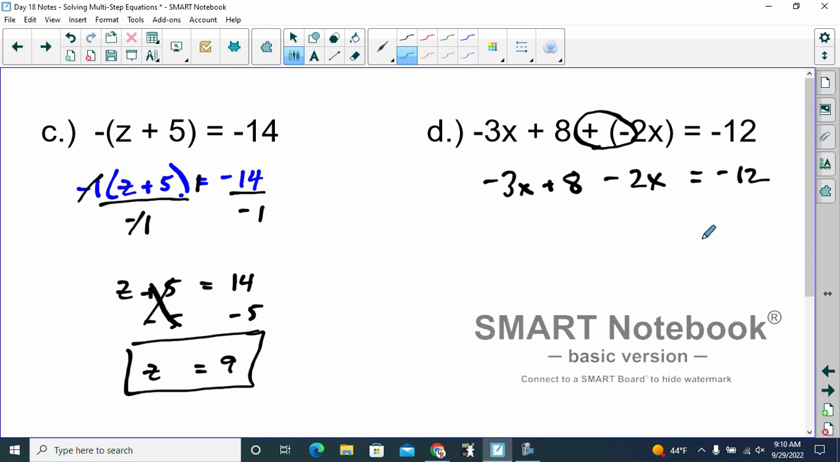Check to see if we have any like terms we can combine. They have to be on the same side of the equal sign. I do. These terms right here, negative 3x and minus 2x, I can combine those. Remember, we're always looking at the sign in front. This is negative 3x minus 2x. They are both negative. If they're both negative and I'm combining them, I just want to do 3 plus 2 is 5. I've got negative 5x's.